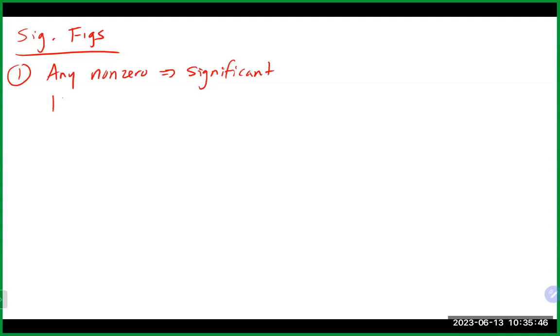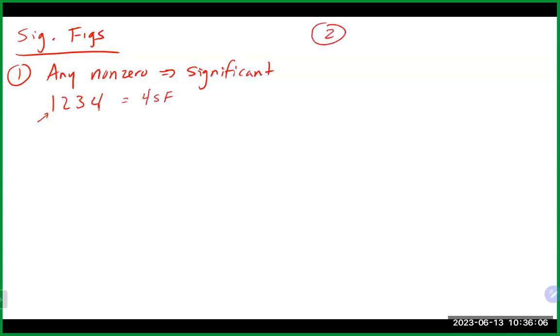So if we had 1, 2, 3, 4, very creative numbering there. We always start counting left to right. So we would start counting here. It's a non-zero. We always start counting at the very first non-zero. So all those are non-zeros. So this guy would have 4 significant figures.